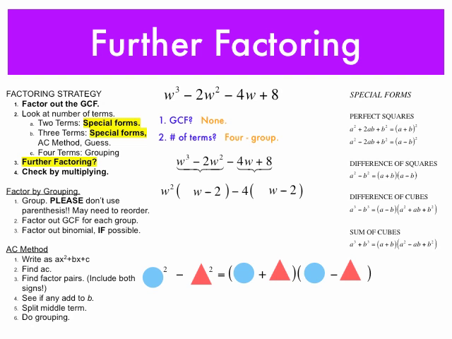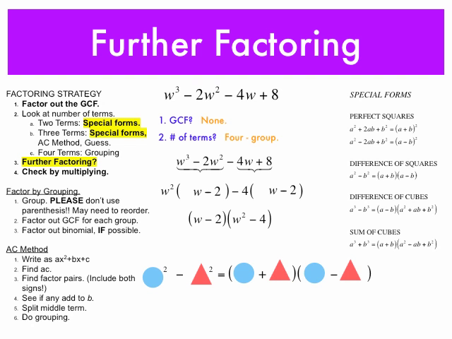If that's confusing, go make sure you do a quick double check. w squared times w is w cubed. w squared times negative 2 is negative 2w squared. Negative 4 times w is negative 4w. And negative 4 times negative 2 is positive 8, so that does work. Pull out my common w minus 2.